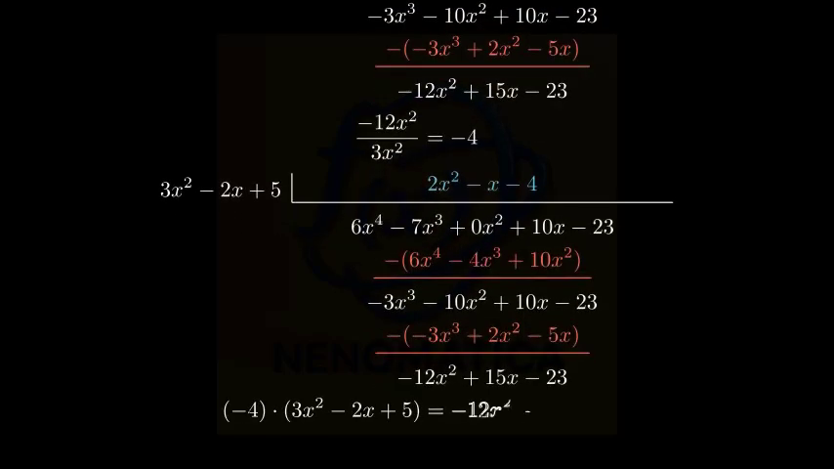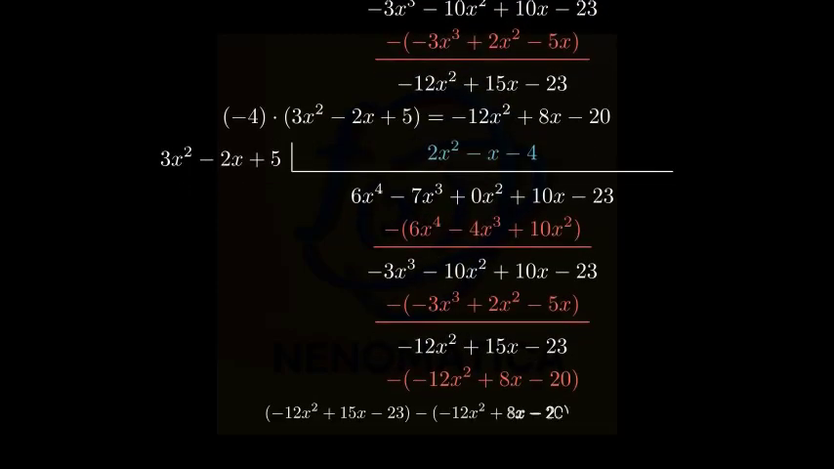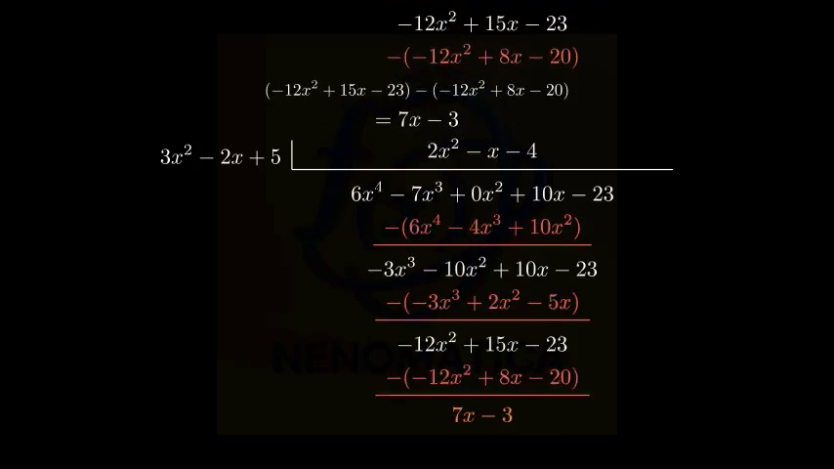That's negative 4 times 3x squared minus 2x plus 5, which equals negative 12x squared plus 8x minus 20. We write this underneath our second remainder. Now we subtract one last time. That's negative 12x squared plus 15x minus 23, minus negative 12x squared plus 8x minus 20. After subtraction, we get 7x minus 3. Since this has a degree less than the degree of our divisor, we've completed the division.